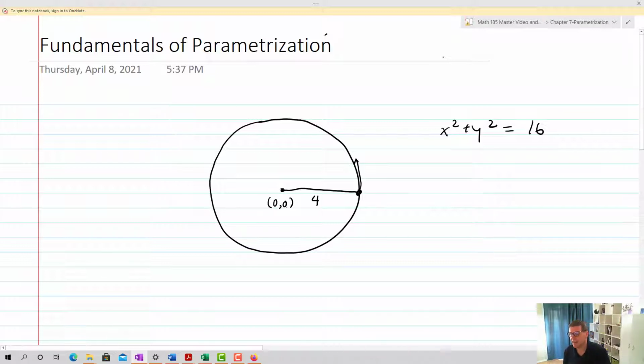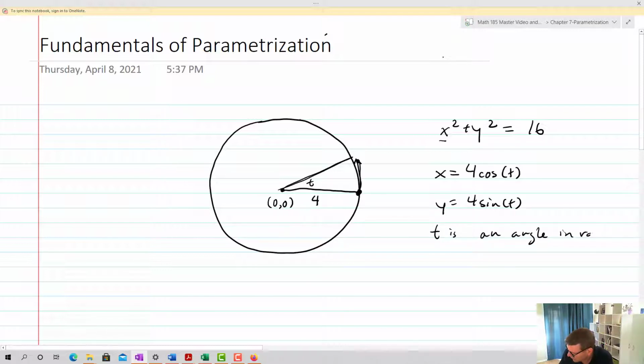Now, another way I could write this is to imagine that I'm moving around the circle, and instead of the values being dependent upon x or upon y, I can imagine my values being dependent upon t, where t is this angle right there, in radians. In that case, x equals 4 cosine t, and y equals 4 sine t, where t is an angle in radians. The value t here is called a parameter.